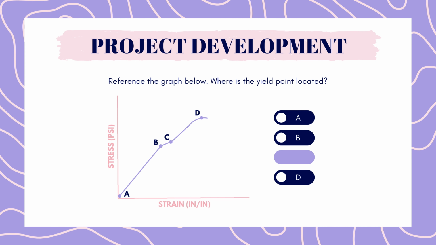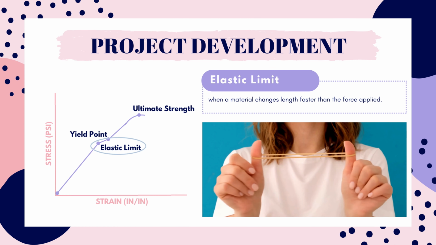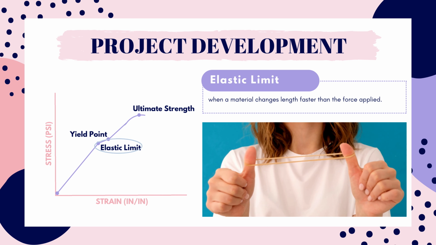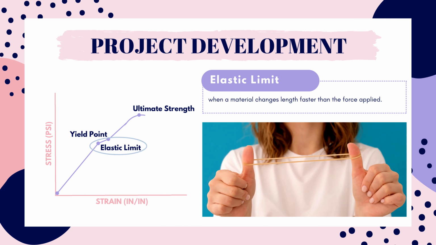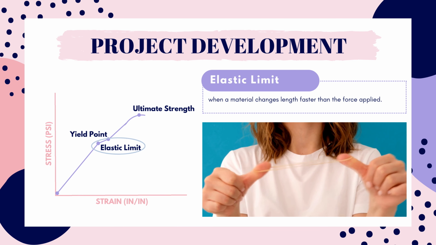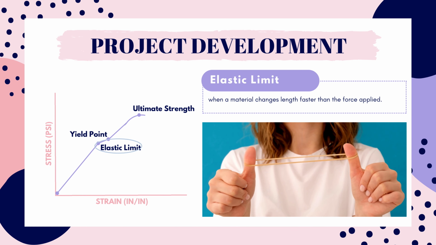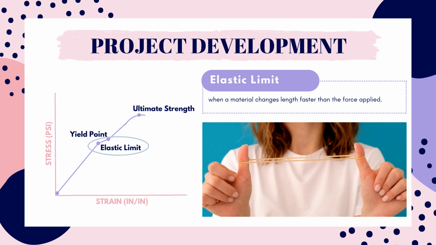And the correct answer is C. This chart shows what happens to a material when force is applied. Deformation, which is strain, is directly proportional to the stress up to a certain point. At a certain point, the material will reach a point where it begins to change faster in length than the applied force. This is the elastic limit. Think of elastic limit like when you first start to pull on a rubber band.